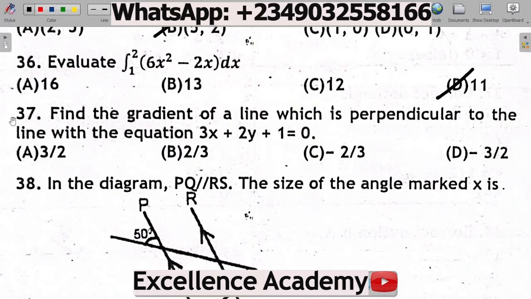Question 37 says, find the gradient of a line which is perpendicular to the line with the equation 3x plus 2y plus 1 equal to 0. A, 3 over 2. B, 2 over 3. C, minus 2 over 3. D, minus 3 over 2. So how do we solve this question?